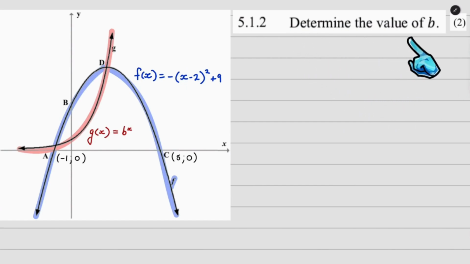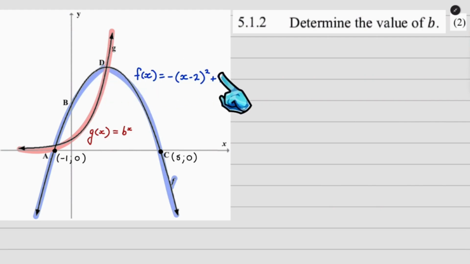Next up, we need to determine the value of b. B is sitting snug in the equation of the red graph. So to get the value of b, I need a point on the red graph. So to get that is going to be quite tricky. You must just be careful. A is not on the red graph. The red graph is slightly above A over there. So we're going to have to get this point here, D.